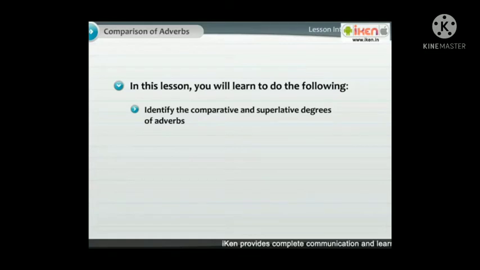So basically what we are going to learn in this lesson is that at the end of the lesson you will all be able to identify the comparative and superlative degrees of adverbs. Yes, I told you that as we have superlative and comparative degrees in adjectives, we also have them in adverbs.